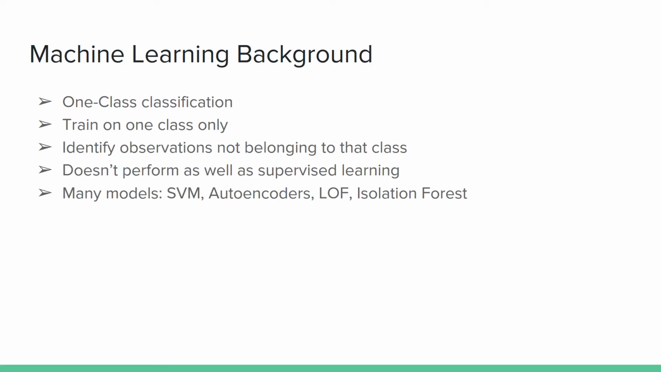From a machine learning side, in this paper we use one-class classifiers, which basically means that these machine learning models are trained on only one class of data, either negative or positive, versus trained on both, as in supervised learning. And the idea is that we can train it on one class of data so that it can identify observations belonging to the other class, that is, not belonging to the class it was trained on.